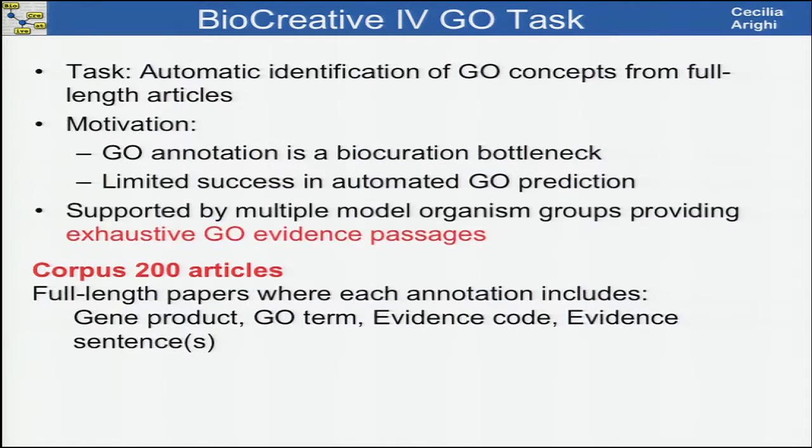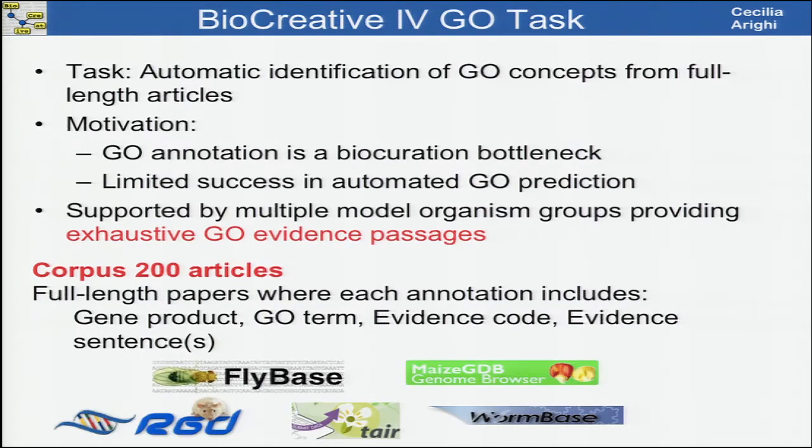So we decided to provide an exhaustive GO evidence passages corpus, which includes exhaustive annotation of the sentences that are used to infer a GO term. We created a corpus of 200 articles, or we are about to, because I think we are at 190-something, where we annotate the protein, the GO term, the evidence codes, and all the evidence sentences for that term. And these are the databases that are participating in the annotation.